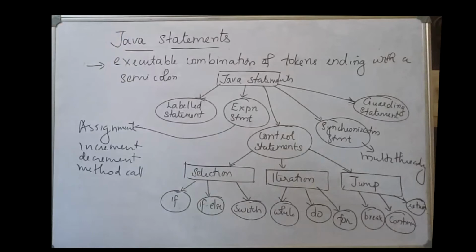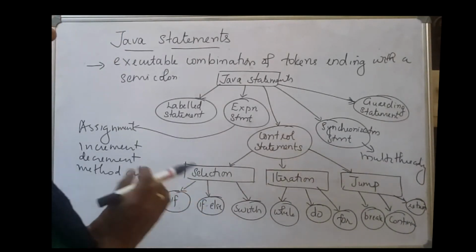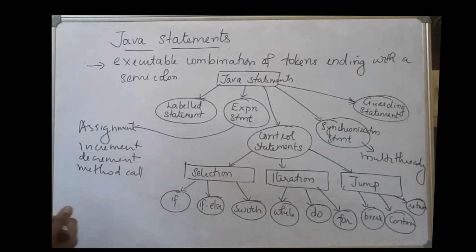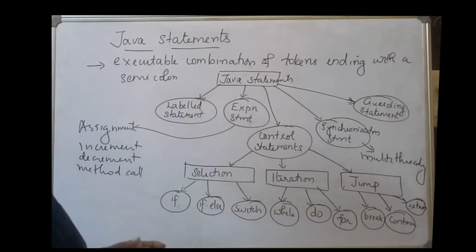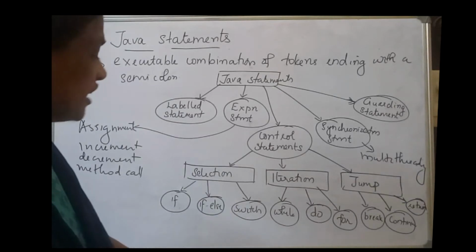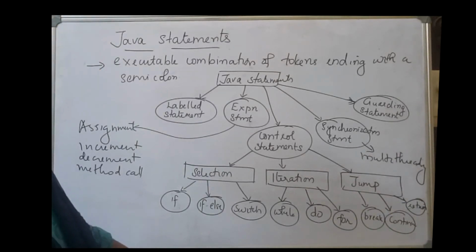Next statement is the guarding statement. A guarding statement, actually, whenever we write some program there is a chance of raising some exceptions. Okay, exceptions, for example, division by 0 is not supported actually.